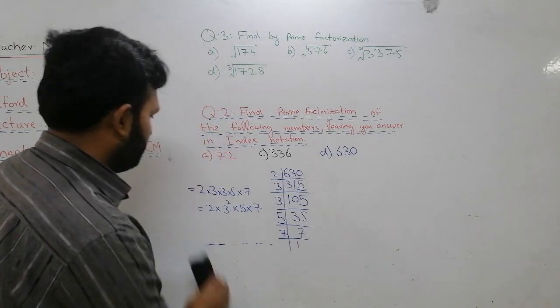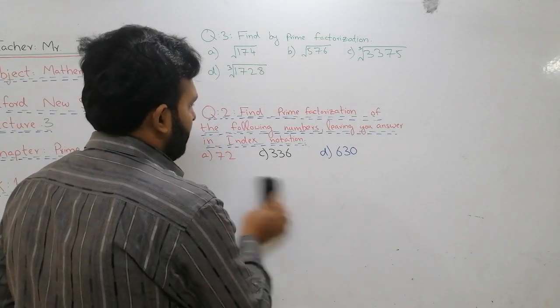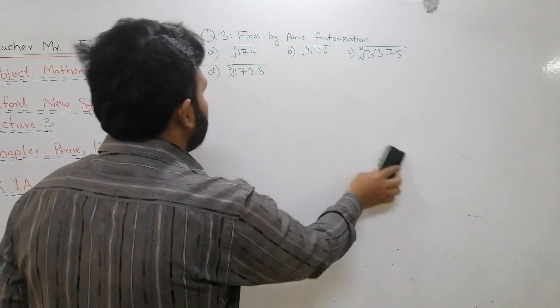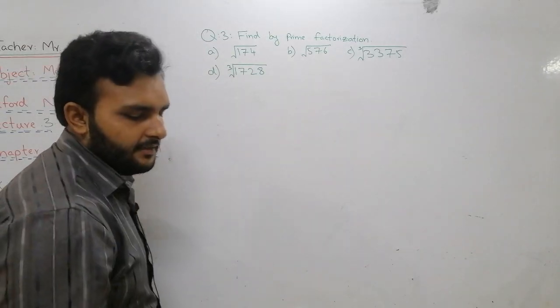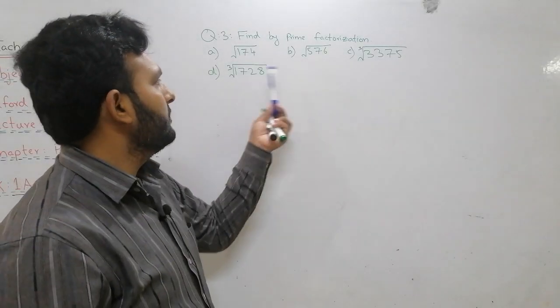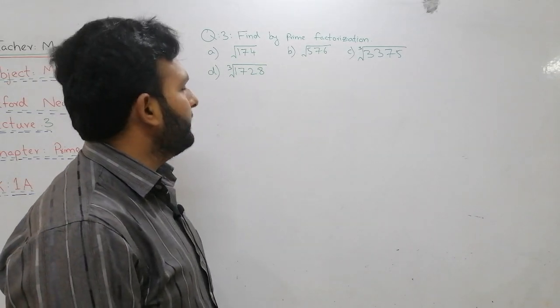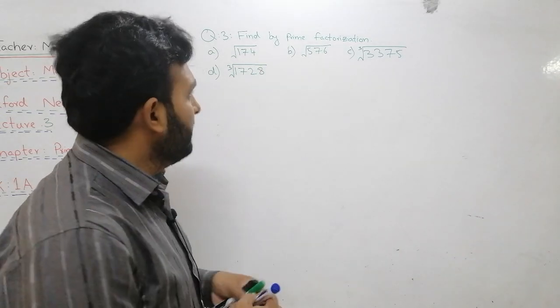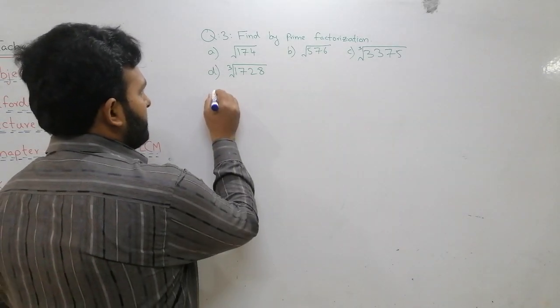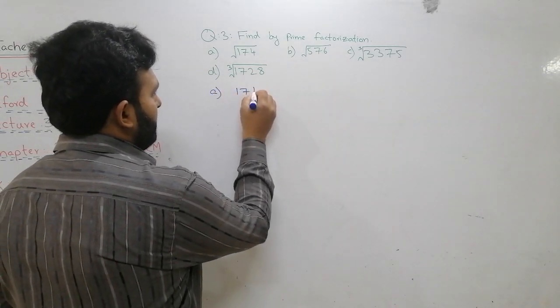Okay, I'm going to erase this. Now we have to solve this question. There are some square roots and some cube roots here. So we have to solve these by prime factorization. First of all, I'm going to solve question number A, which is 17424.